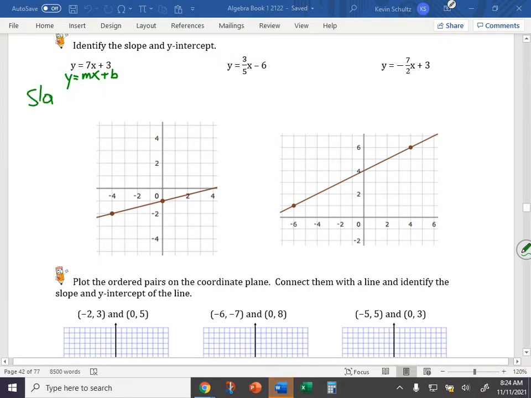What is the slope of this line going to be? Alex? 7 over 1. If you want to just write 7, that's fine also, but 7 over 1 is also an acceptable answer. And what is the y-intercept? Where does this line cross the y-axis?